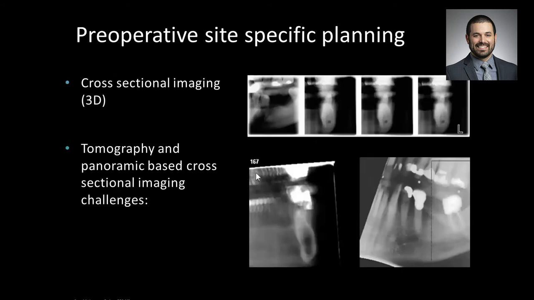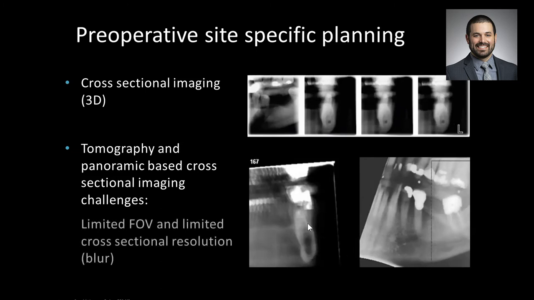These would be examples of tomography and panoramic-based scanography. If anybody has a fancier panoramic machine in their office, you can get some of these crude 3D tomography or scanography assessments where you can get an idea of where the canal is. The challenges with these are that the field of view is typically limited and they're blurred quite a bit. So most of the time I see offices electing straight for cone beam CT and skipping over these options.